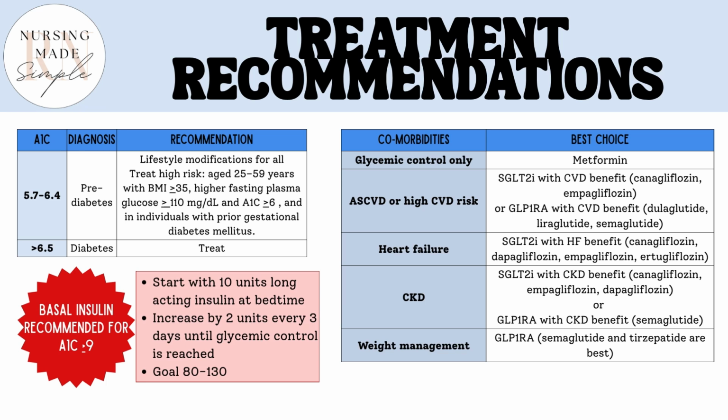A true diabetes diagnosis is a hemoglobin A1C of 6.5 or greater. The recommendation for this would be to treat.